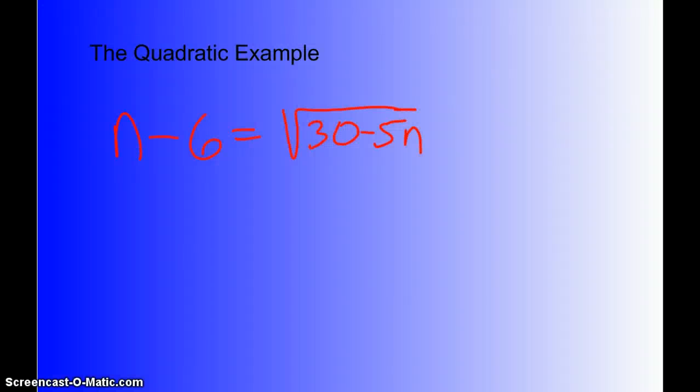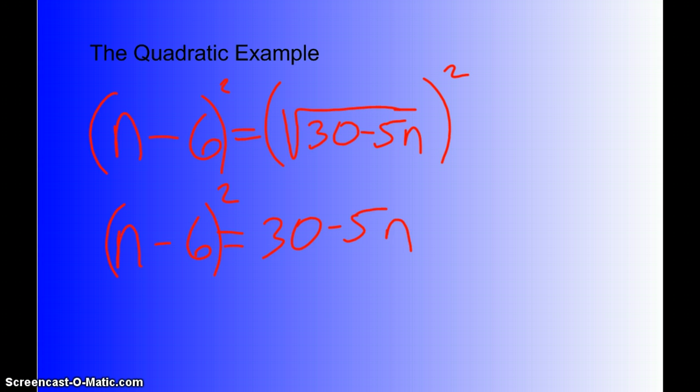Our next example here is going to push our memories a little bit, as we're going to get into what happens when you have a binomial on one side, and it's going to lead into a quadratic example. So just like before, I get the radical by itself and square both sides. n minus 6 squared equals 30 minus 5n.